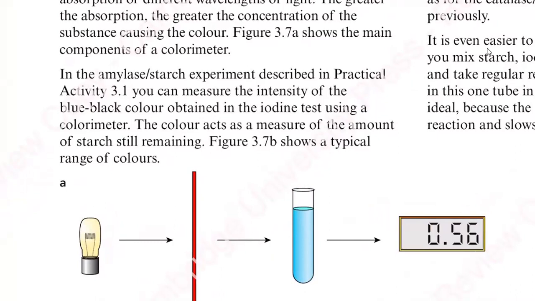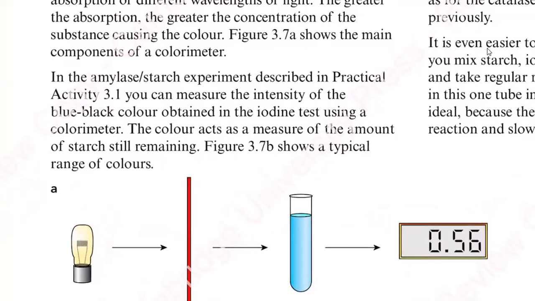ठीक है? So what does it say in the amylase starch experiment described in practical activity 3.1? You can measure the intensity of the blue-black color obtained in the iodine test using a colorimeter. The color acts as a measure of the amount of starch still remaining. यानी कि मेरे पास एक dish में starch है या एक test tube में starch है, and I put some amylase into it, और अब reaction start हो रहा है. जाहिर है initially तो फौरन पूरा का पूरा starch convert नहीं होगा, right, and it will take time for the starch to be converted completely into maltose.